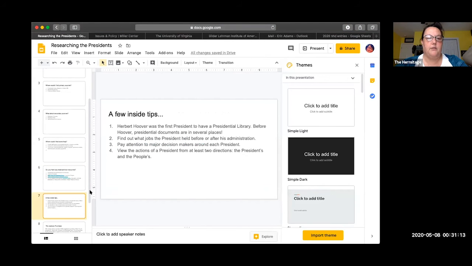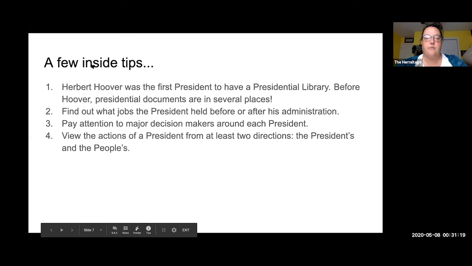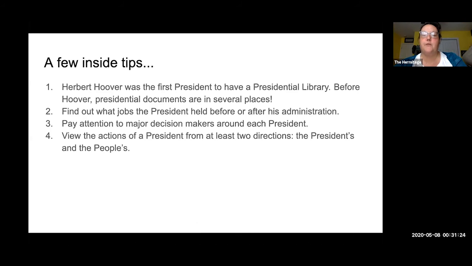All right, so a few last insider tips for you. Oh, I think I gave myself away. I think I got ahead of myself already. Herbert Hoover is the first president to have an official presidential library through the National Archives.